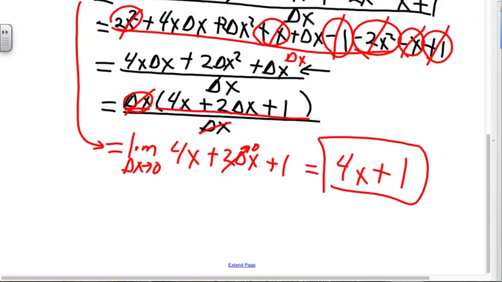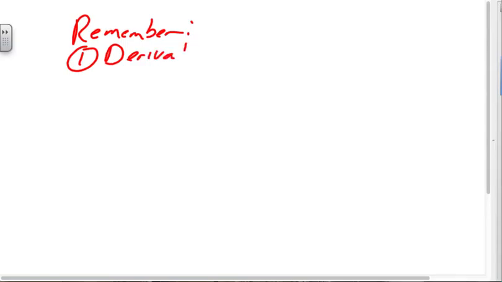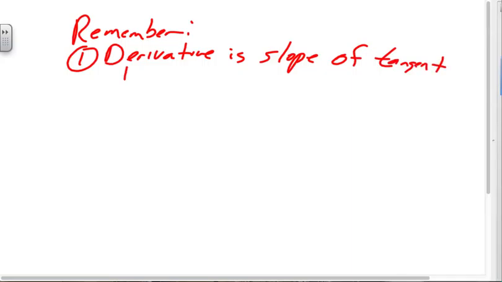Okay, so things to remember. And I do mean remember, and not just for a few days. The derivative is the slope of the tangent line. This is an important concept. Remember we were talking about the tangent line problem, where they solved it? It's a derivative.